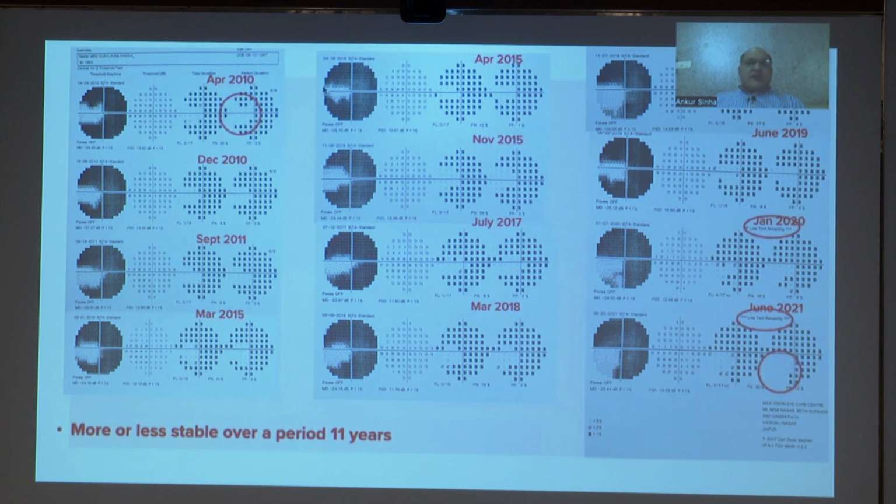So overall, when we compare from 2010 to 2021, we see that the visual field area is more or less preserved with almost similar kind of sensitivities, although these last 2 fields are not very reliable, but we can say that patient is more or less stable for the last 11 years.